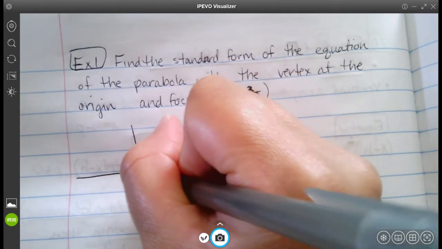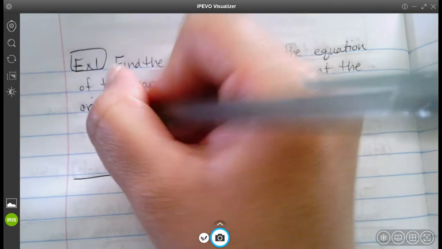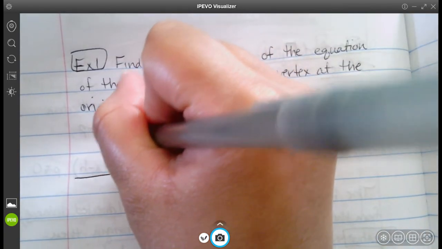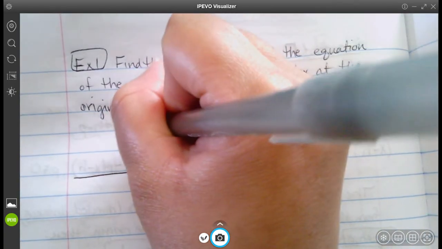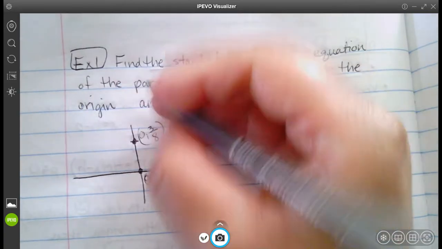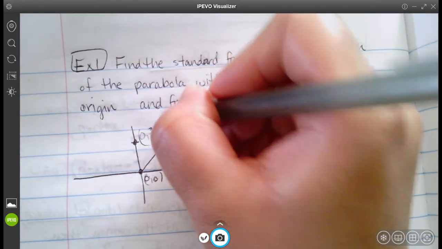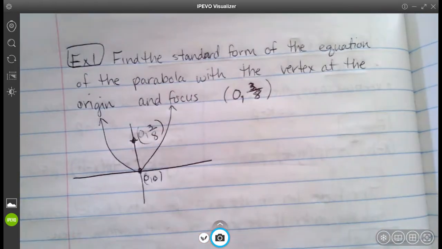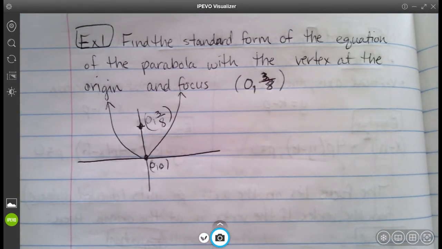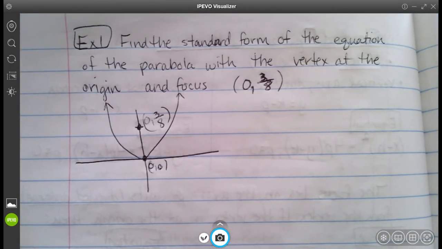And I know that the focus is at 0, 3/8. So I'm going to put it a little bit high just because I want the room. We're going to say this point is 0 and then 3/8. Okay, so my parabola might look something like that. Hopefully yours is nicer than mine. And we need to find the standard form of the equation. So the parabola is going upward, right?